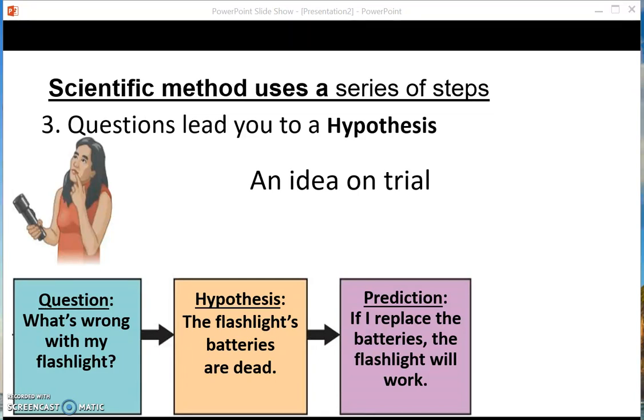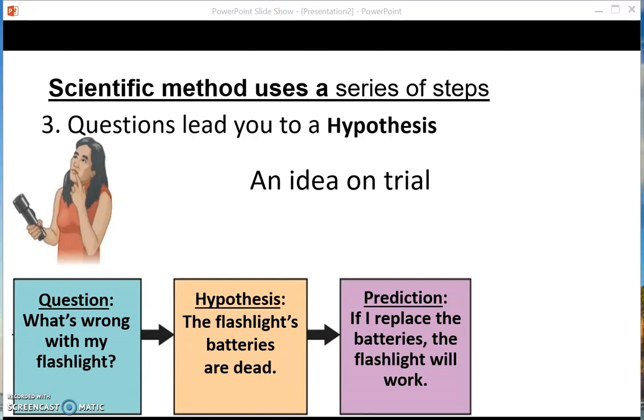And when we look at our example here, my flashlight does not work, observation. Well, what's wrong with my flashlight? And you can think about this process here. I can come up with a variety of different ideas about what's going on with my flashlight there. And in this example, we're going to say the flashlight's batteries are dead. That is your idea that you're saying, I think this can answer my question right there.